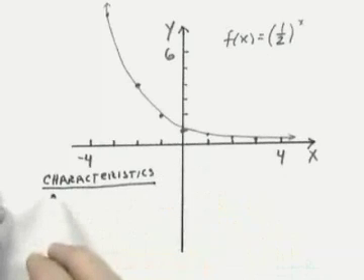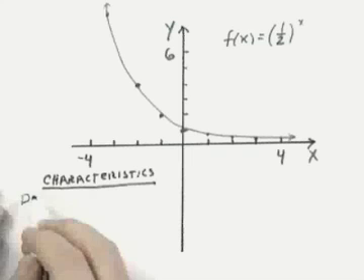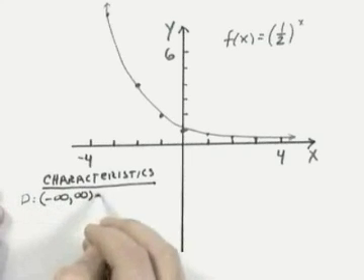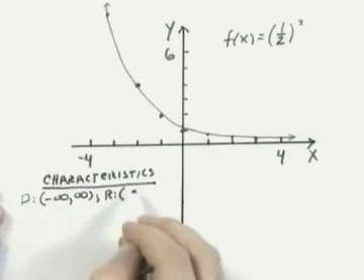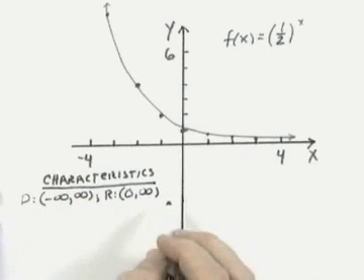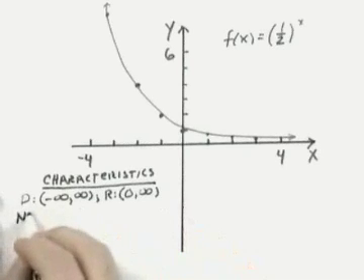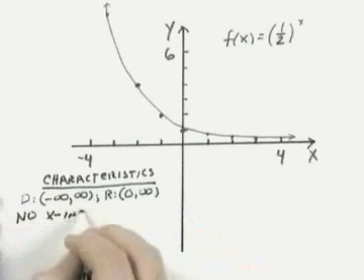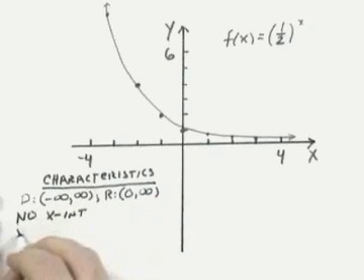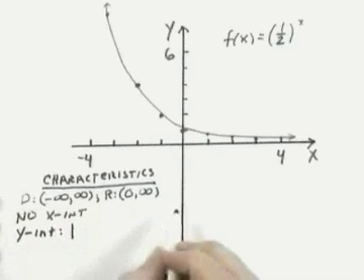All right, here we go. What do we notice about the domain? We should notice that the domain is the set of all real numbers. What about the range? We should notice the range is all positive real numbers. What else do we notice? Are there any x-intercepts? No x-intercepts. How about y-intercept? Notice there's a y-intercept at 1. So the y-intercept is always going to be 1.